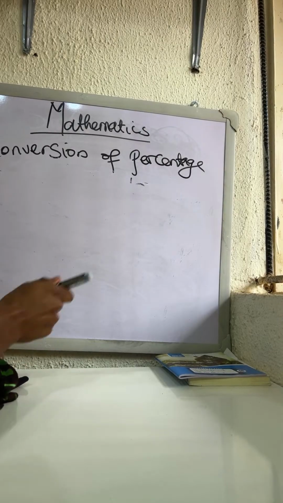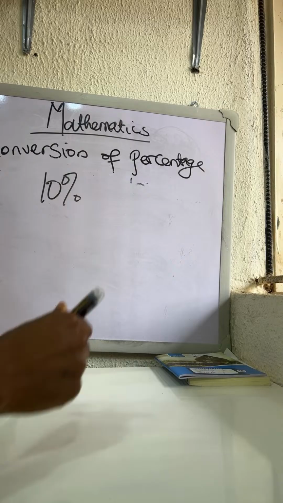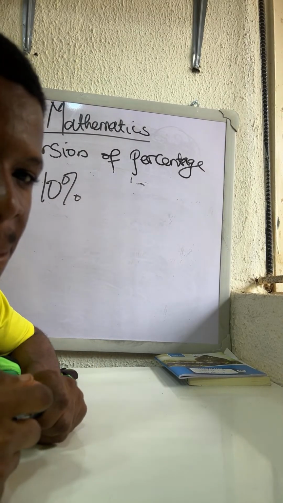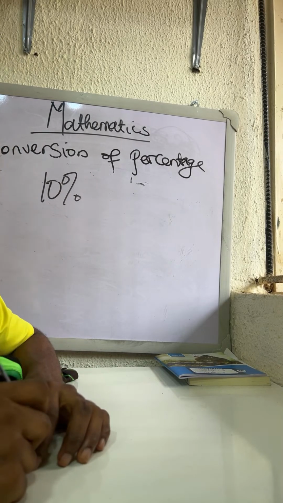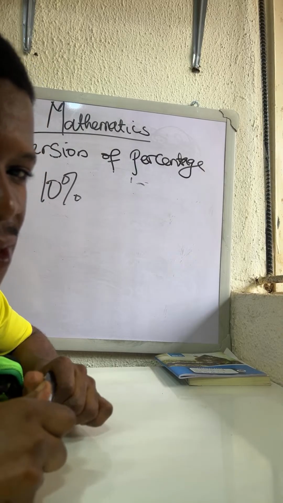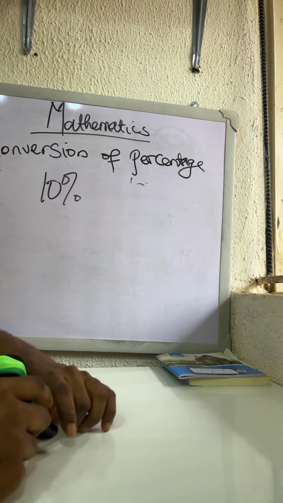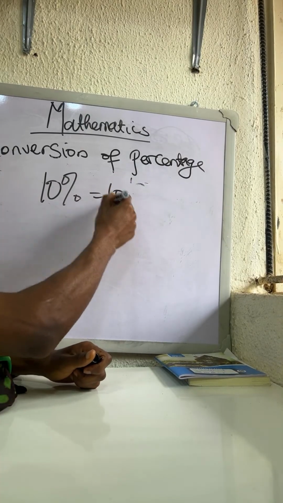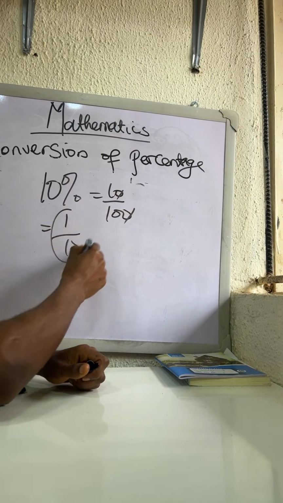Okay, so let's look at the next one again. Let's look at 10%. What is 10%? Fastest finger. 10 over 100. So you have to reduce it to its lowest term. 10 over 100. Cancel out the zeros. You have it as 1 over 10. Okay?